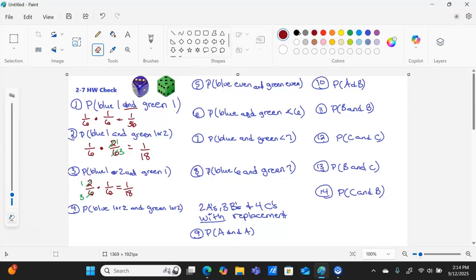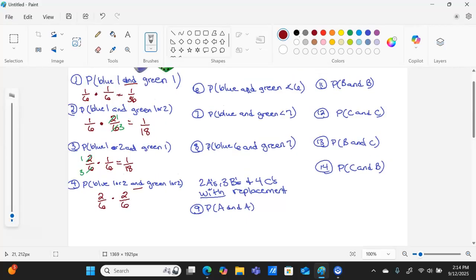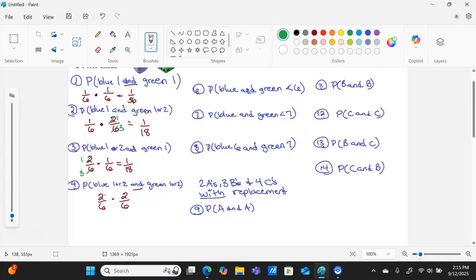Number 4, the probability that the blue is a 1 or a 2 would be 2 out of 6, and the green being a 1 or a 2 would be 2 out of 6. And again, that "and" tells me that I'm going to multiply. I'm going to reduce both of my fractions, and I am going to end up with 1/9.